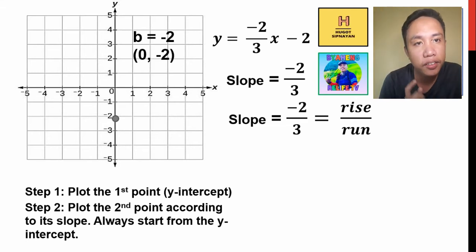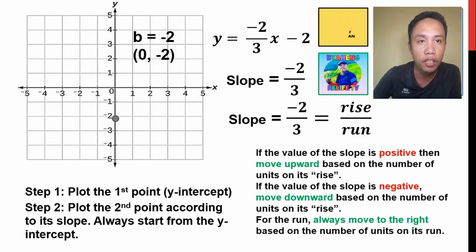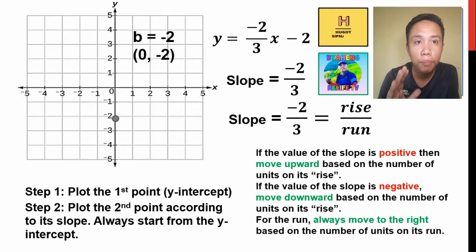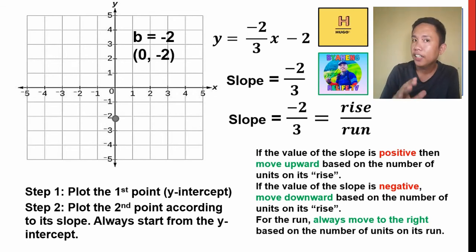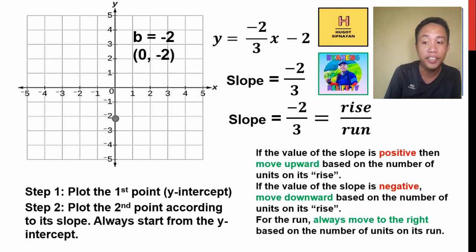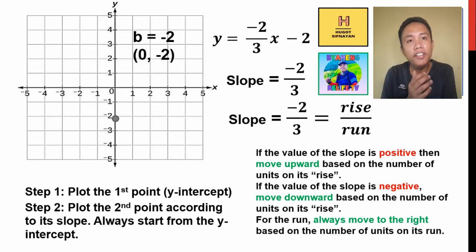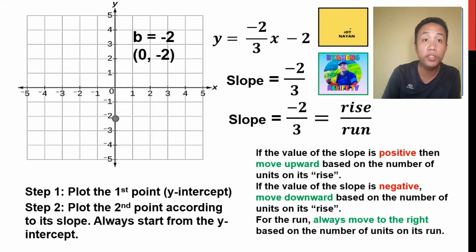So, in order for us to make the second point, ipa-follow natin ang rule na to. Basahin natin. If the value of the slope is positive, then we move upward based on the number of our rise. Di ba tandaan nyo, pag nag-graph tayo, nagsisimula tayo sa rise muna bago run. So, kapag naman negative siya, we're going to move downward. If the value of the slope is negative, we move downward based on the number of units in its rise. So, after yun guys, i-graph natin ang rise natin, we're going to move with the run.